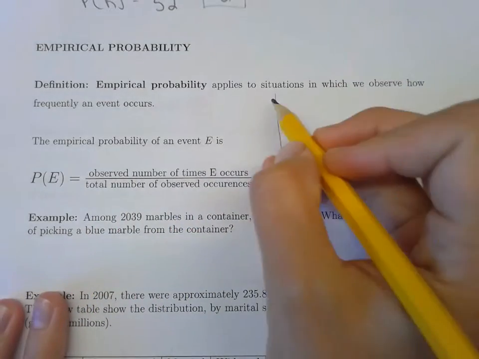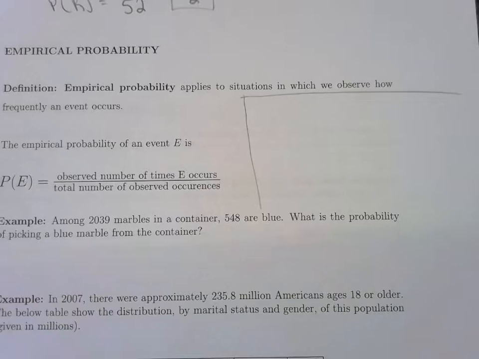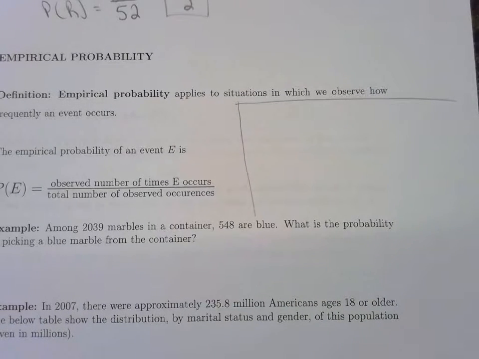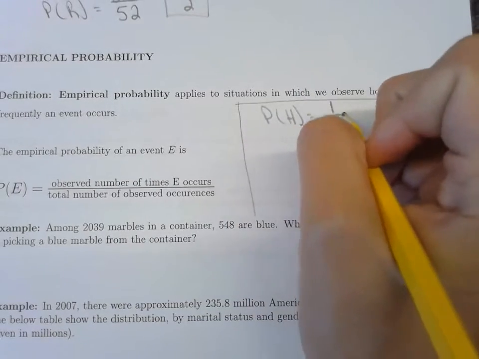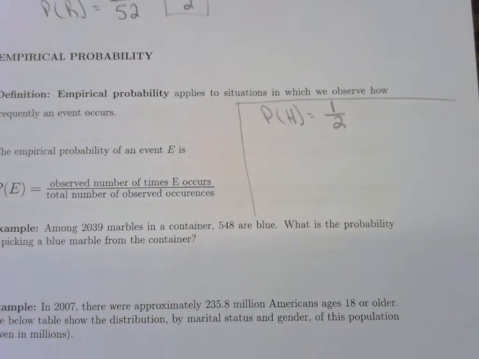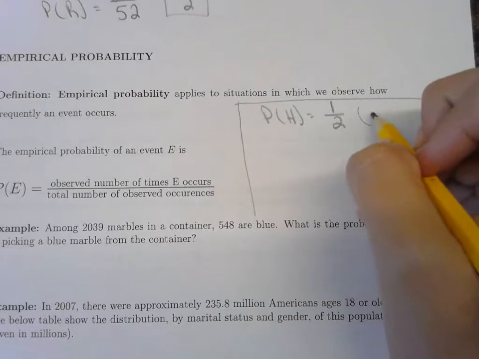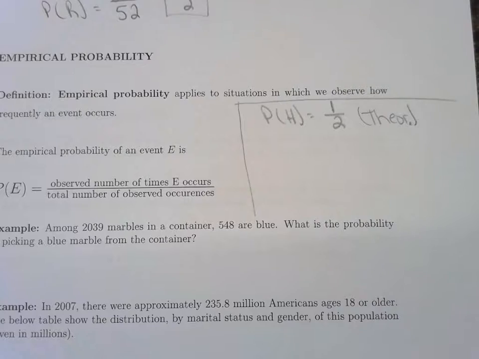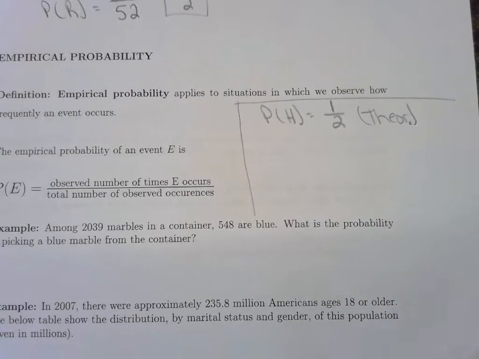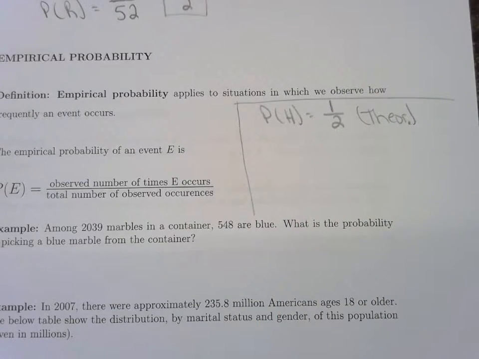Before we move on to the examples, I want to do a quick example of what we mean by this. We know that the probability of flipping heads on a fair coin is 1/2. We figured that out. This is theoretical. That's our theoretical probability. That's what should happen, in theory. The probability of flipping a coin and getting heads up is 1/2.